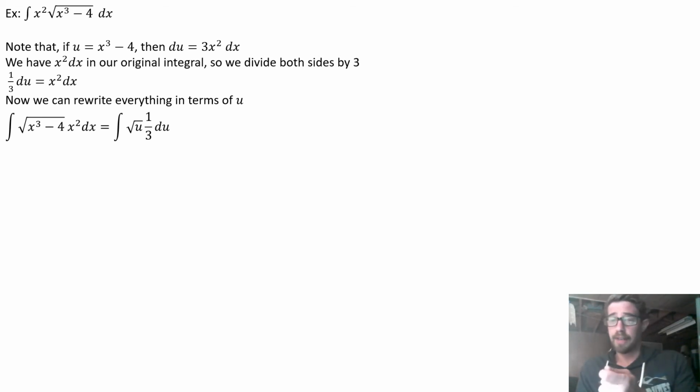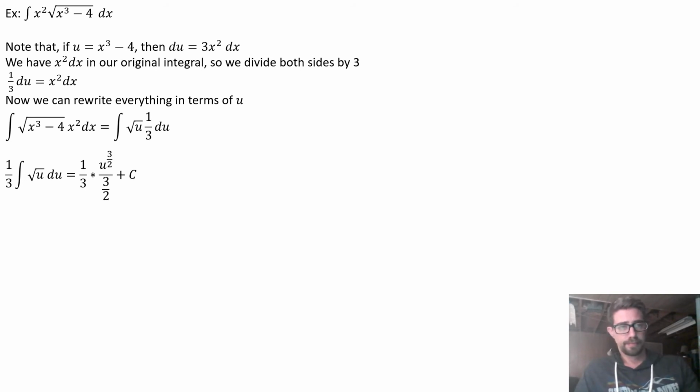The 1/3, obviously, we know from our constant rule, just comes outside. You're going to eventually want to do that in this step. You can essentially skip this step and just jump there. You know that constants come outside. Okay, so now again, you're just using the power rule. So you know how to do the integral of a square root. You're probably going to want to rewrite it as u to the 1/2.